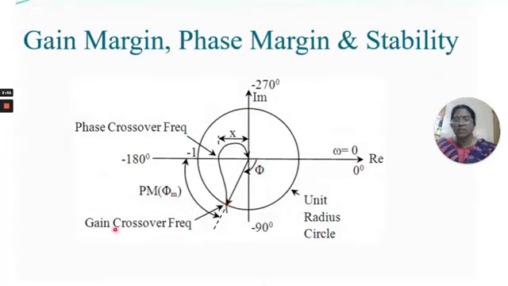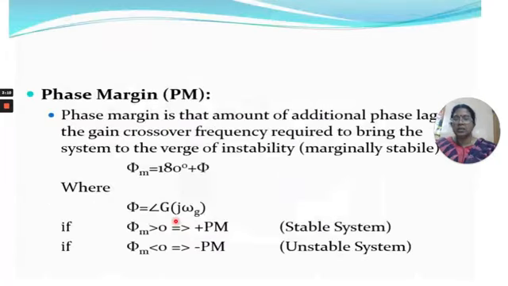Let us see what phase margin is. Phase margin is the amount of additional phase lag added at the gain crossover frequency required to bring the system to the verge of instability. It is represented by φm. φm is equal to 180 plus φ, where φ is the phase angle of G(jω). If φm is greater than 0, then the phase margin is positive and the system is stable. If φm is less than 0, the phase margin is negative and the system is unstable.